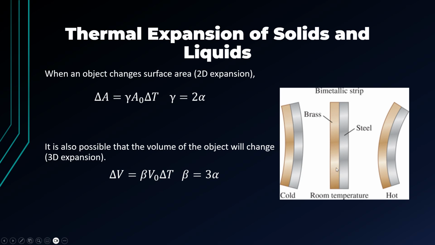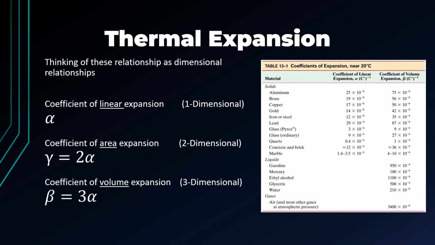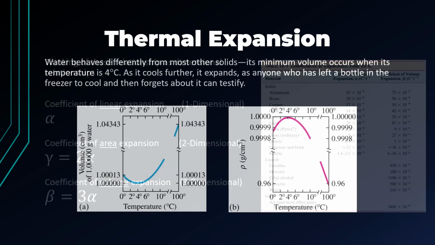So what happens if we have a strip here that has two different materials and they have two different coefficients of expansion? Well, they're going to expand and contract at different rates. So you see that the brass contracts more and expands more, so it is more responsive to changes in temperature than steel, for example. And the coefficients of expansion are things that are experimentally determined. So there will be a table in your textbook that holds the coefficient of expansion for different materials.